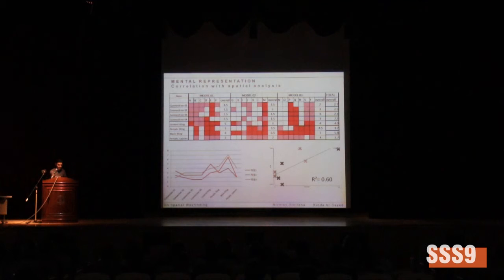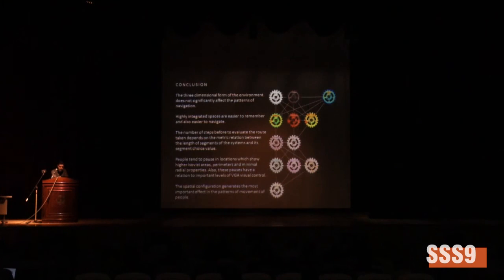So I did those analyses where I divided the space into 11 areas. For each area, I gave a score according to the number of times the participants drew each of those areas. And then I correlated that with the integration of those spaces. And interestingly, again, I found a high correlation of 0.6 R squared between those areas that people remember more times and the properties of those spaces. So I'm out of time. So finally, the conclusions.